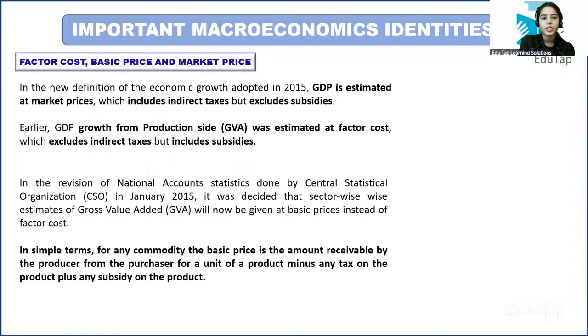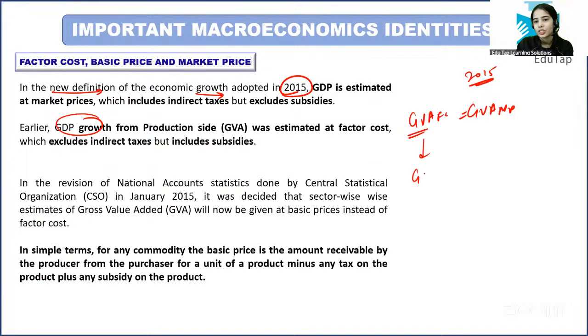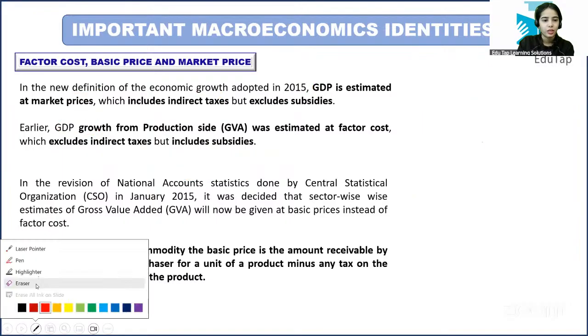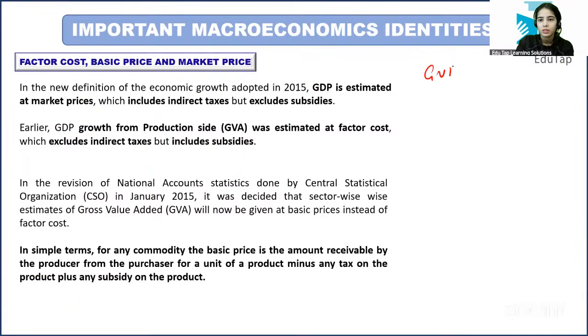Here it is written in the new definition of economic growth that was adopted in 2015. Till 2015, the GVA at MP was converted into GVA at FC. The GDP growth or the GVA is nothing else, it is gross domestic product. GVA is gross value addition, your GDP. Just for the producer side, we say GVA. GVA is from the producer side, and GDP is from your expenditure side.